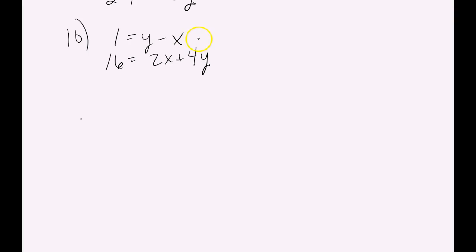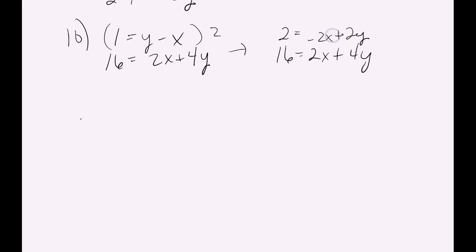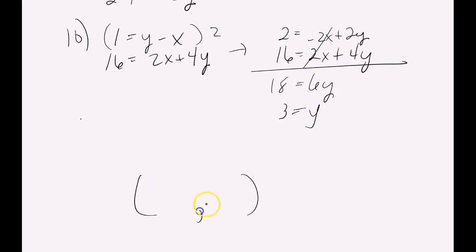Let me double this equation, and at the same time I will write them in the same order over here, okay? So that means that I'm going to double this and get a 2, double that and get a 2y, double that and get a negative 2x. Now we're cooking. Those are gone. 18, 6y, y equals 3 is what I'm getting here. So y is 3. And now I need my x.